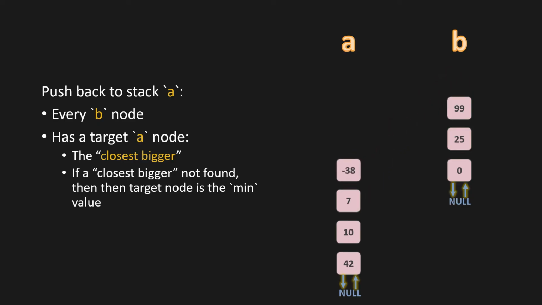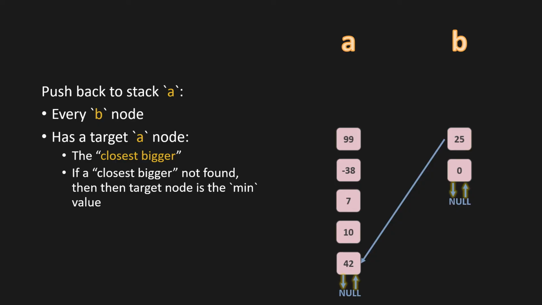The target node for 99 is minus 38 because there is no number bigger than 99, so its target node will be the smallest number. Again, we are lucky that minus 38 is already on top. The target node for number 25 is 42 because even though 99 is bigger than 25, 42 is the closest number to 25.